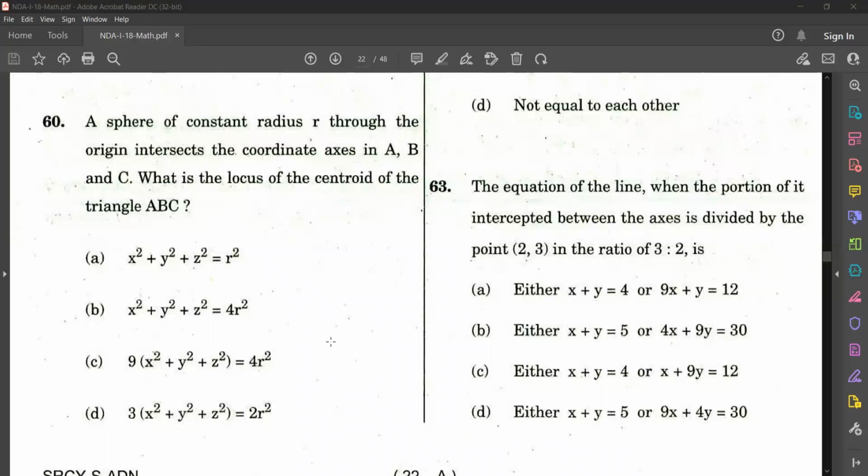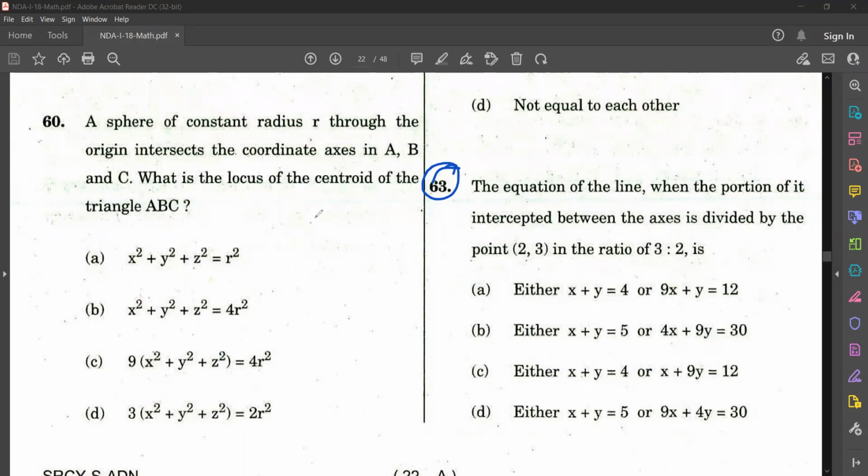Find the equation of the line when the portion of it intercepted between the axes is divided by the point (2,3) in the ratio 3:2. You have to find the equation of the line.